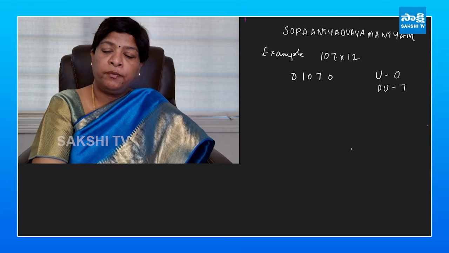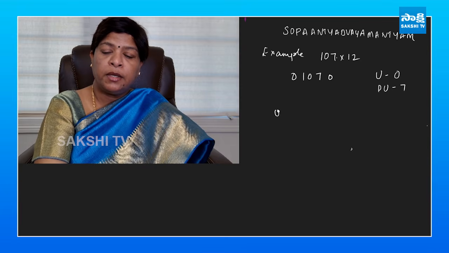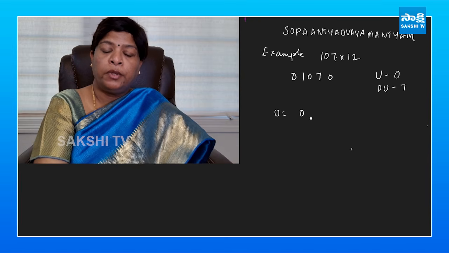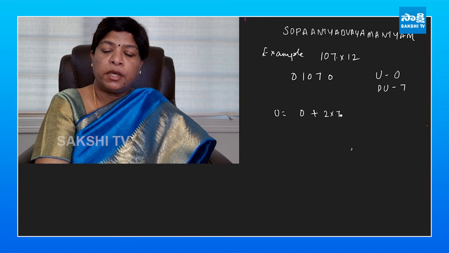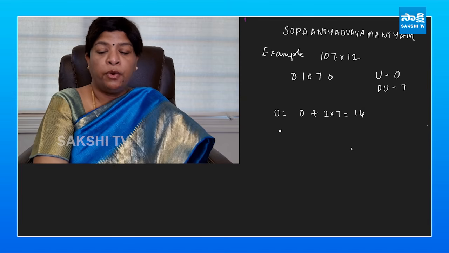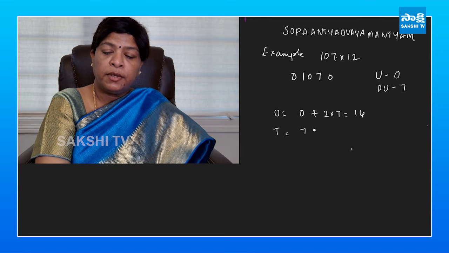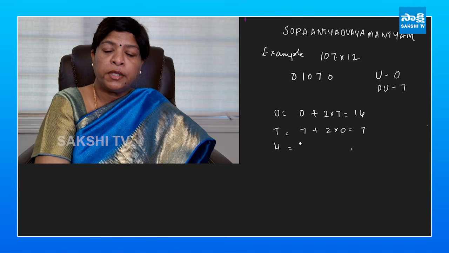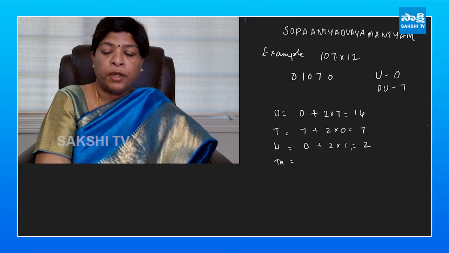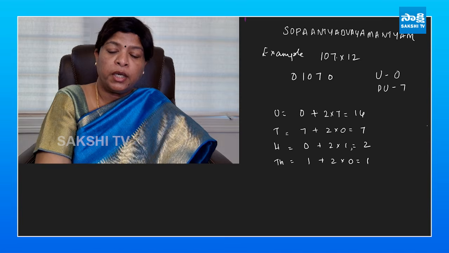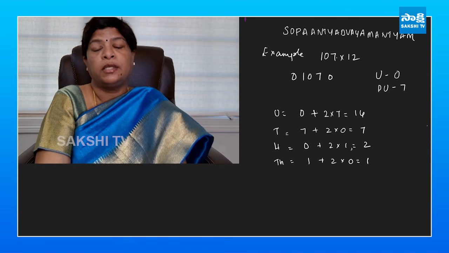So applying the sutra, the units place is 0 plus 2 times 7, which is 14, followed by tens place, which is 7 plus 2 times 0, 7. Hundreds place is 0 plus 2 times 1, which is 2. Thousands place is 1 plus 2 times 0, which is 1. And the 10,000s place is going to be a 0.